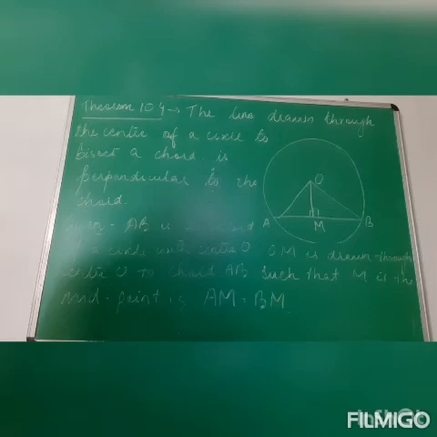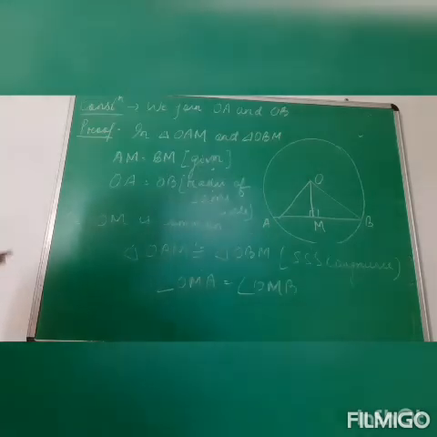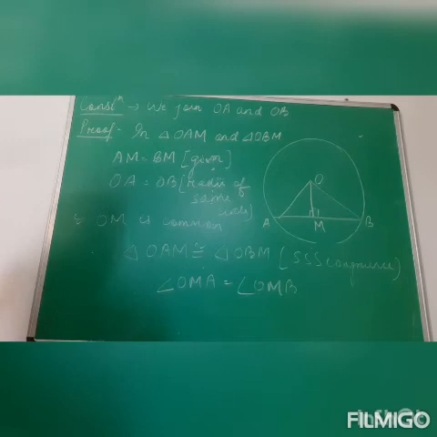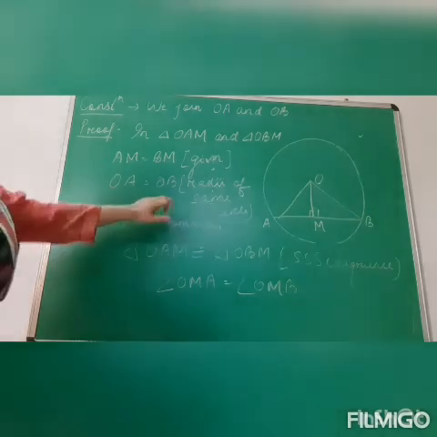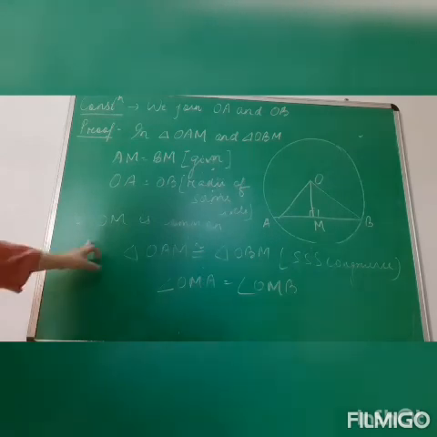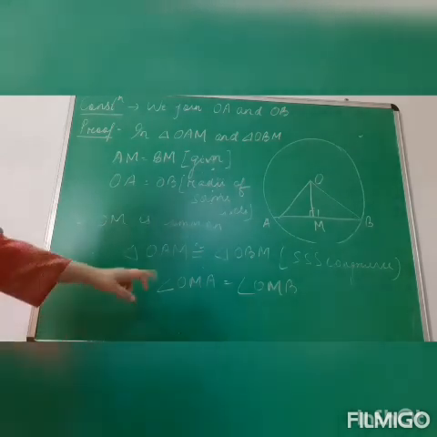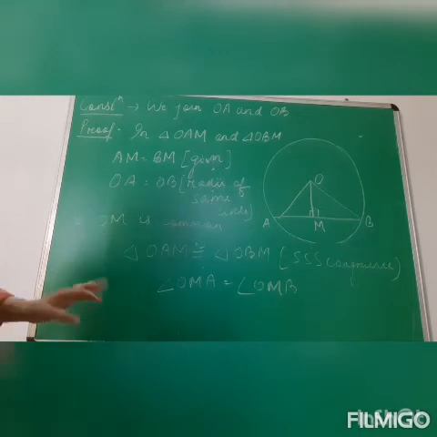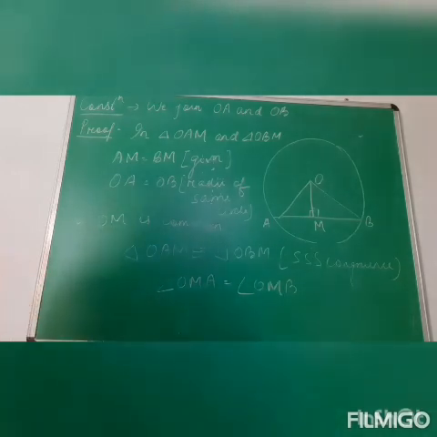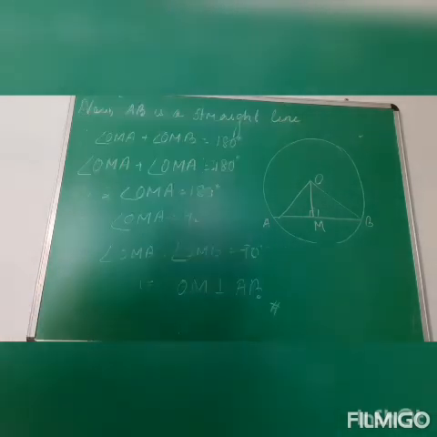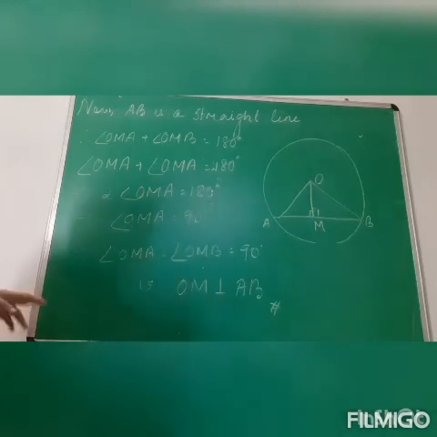So let us move forward to the proof part. For this proof also we have done a small construction, that is we have joined OA and OB. For the proof we will consider the two triangles OAM and OBM. In these two triangles AM is equal to BM, it is given to us. Then OA is equal to OB because they are the radii of the same circle, and OM is common. So these two triangles are congruent by SSS congruency, and thus angle OMA is equal to angle OMB.